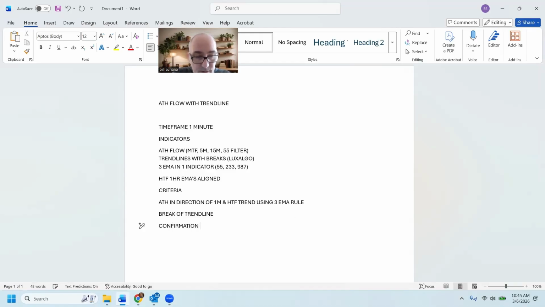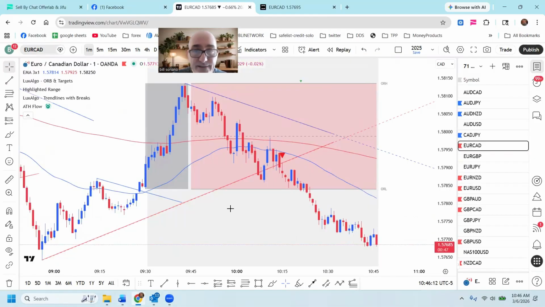This is where a little bit of subjectivity comes in. We try to make the plan as objective as possible, but this is where subjectivity comes in. The confirmation candle just has to be a strong, impulsive candle in the direction that we want to go. And that's why in this case here, you could see that I use this as my confirmation candle. It's a strong, bearish, impulsive candle down.